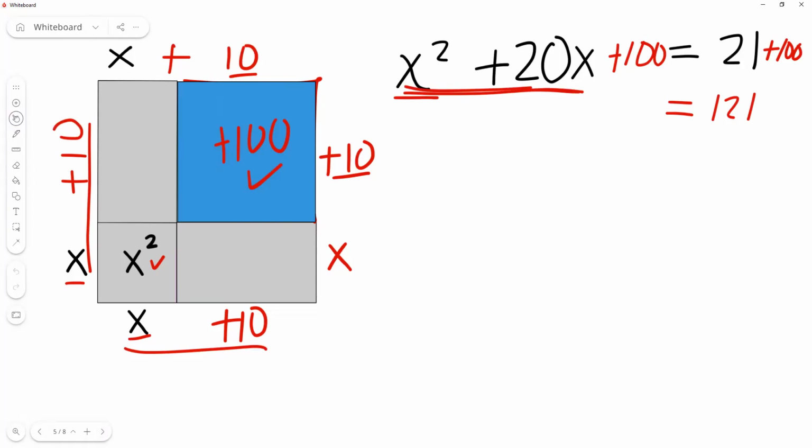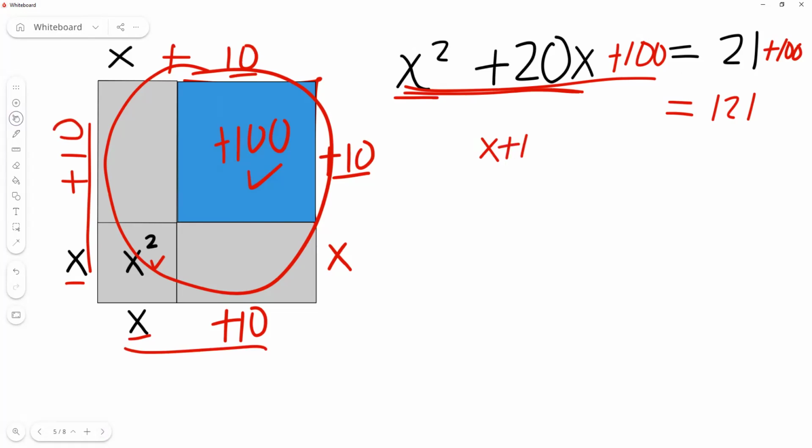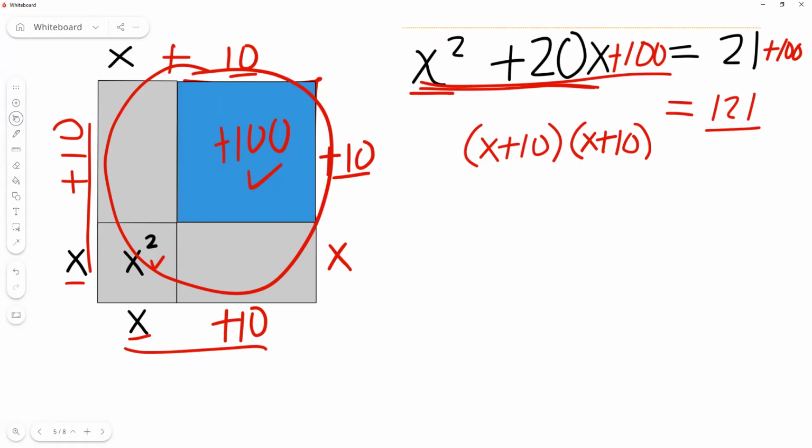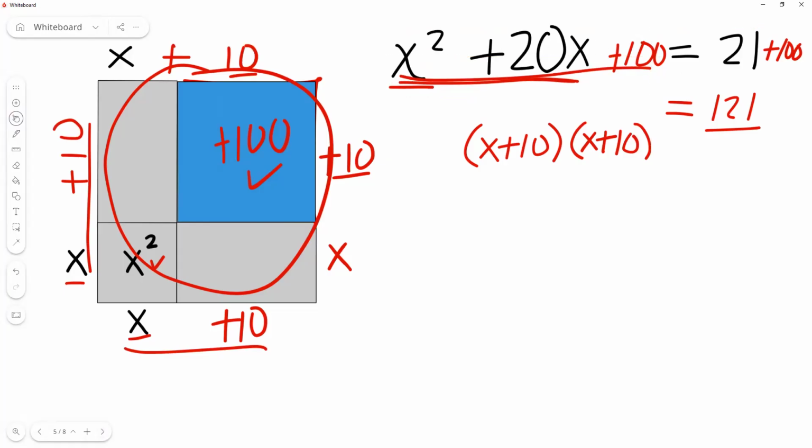Now, this is the quadratic. That's all of this stuff. But what we're going to do is rewrite it as a product of the sides. So this is going to be x plus 10 times x plus 10. And that's equal to 121. Now, all we have to do is grab this part and bring it down so it's equal. So this is the part we were doing to begin with.